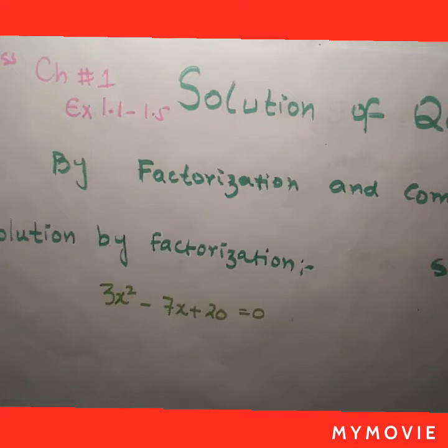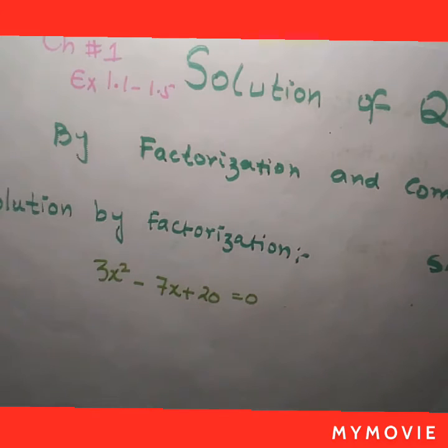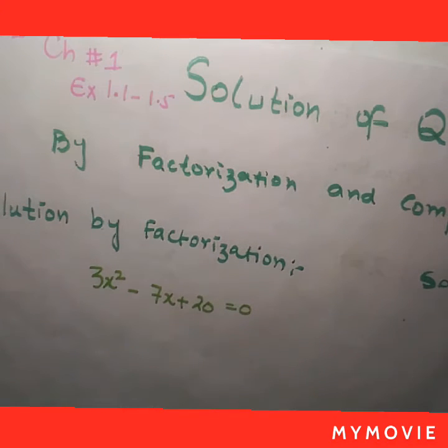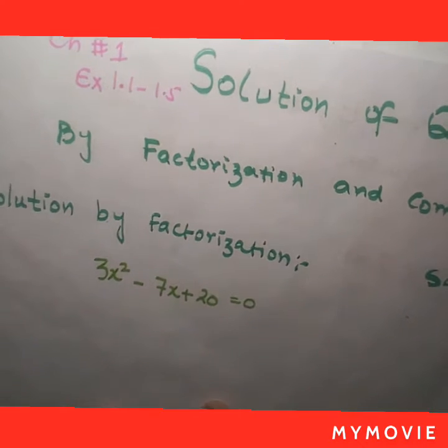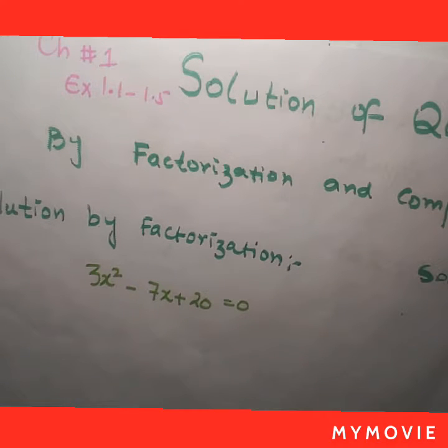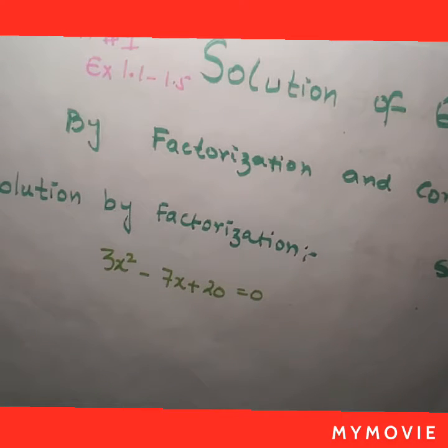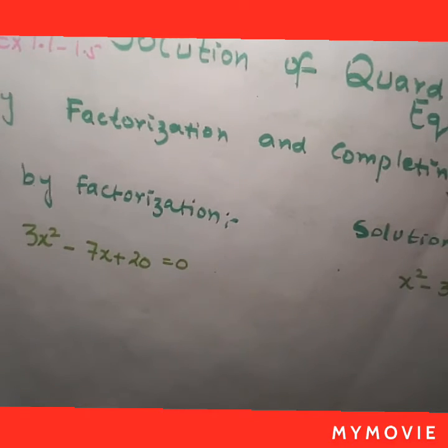Today I chose a topic for class 10 and FSC second year, second term. For class 10, the topic which I chose is from chapter 1, and chapter 1 has 5 exercises. In between exercises, I have a lecture prepared for you to solve any type of question for factorization and completing the square of a quadratic equation. How can you solve a quadratic equation by factorization and by completing the square?